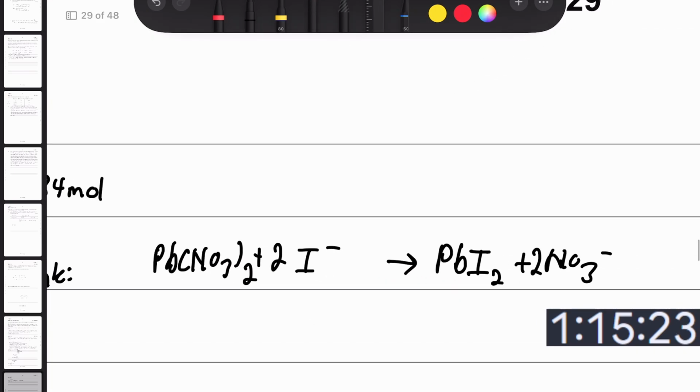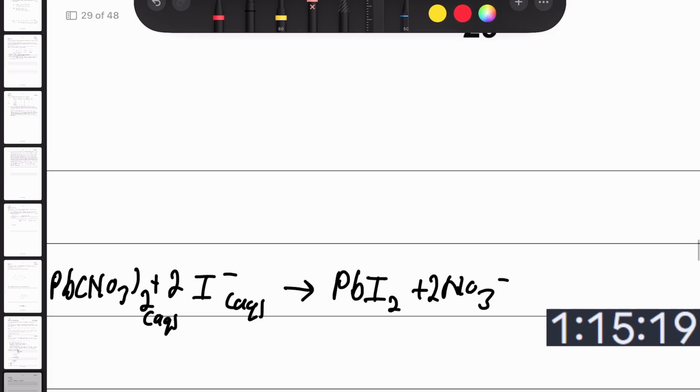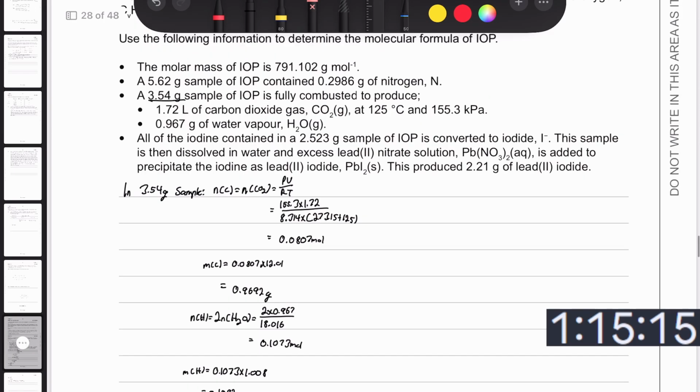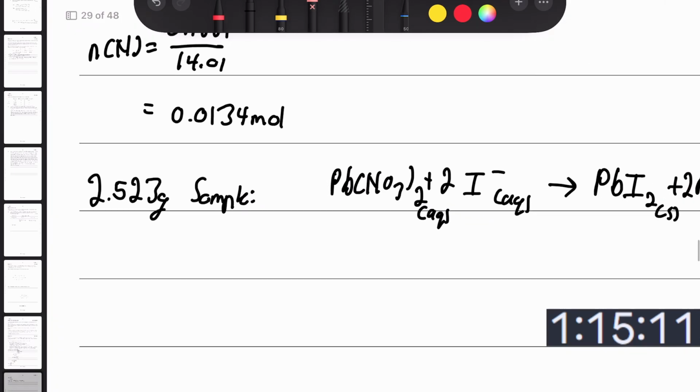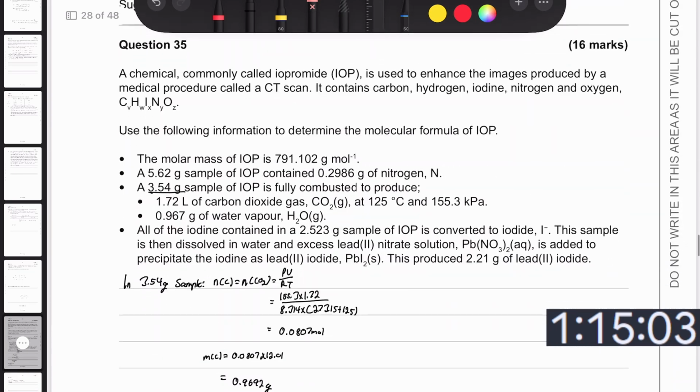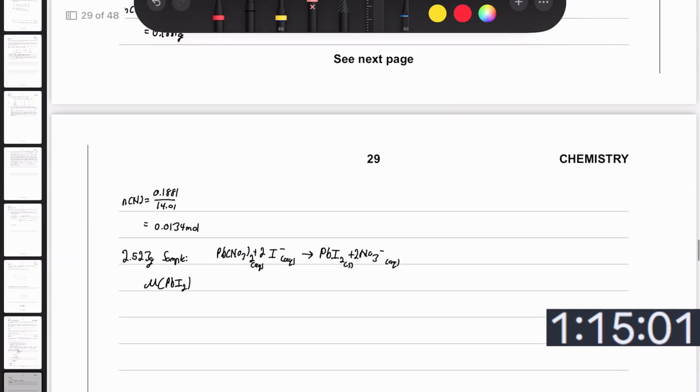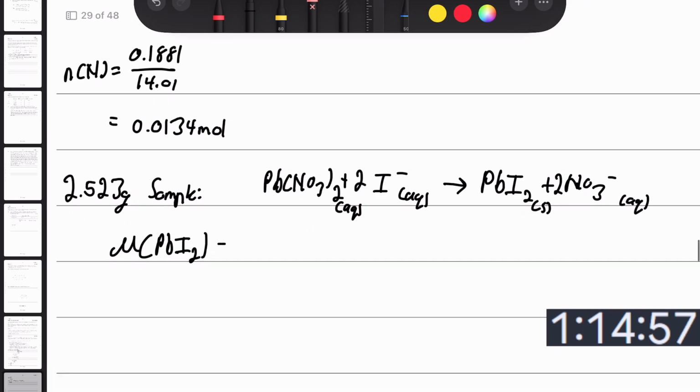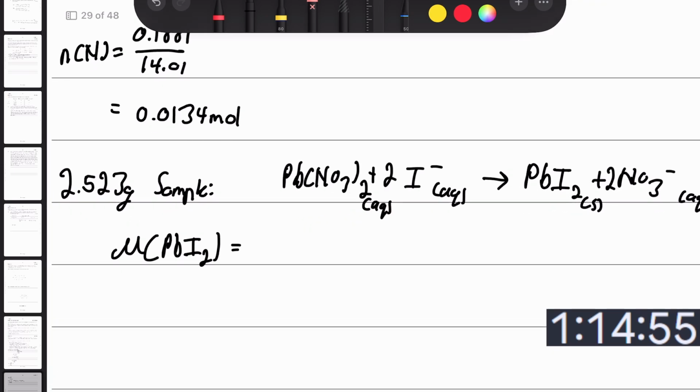Don't really need to, I guess I'll do state symbols. So aqueous. It said this was solid. This was aqueous. Okay. And this produced 2.21 grams of lead 2 iodide. So let's find the molar mass of lead iodide, PbI2, because iodide has a -1 charge, correct? So mass of PbI2 is going to be equal to, what's the mass of lead?